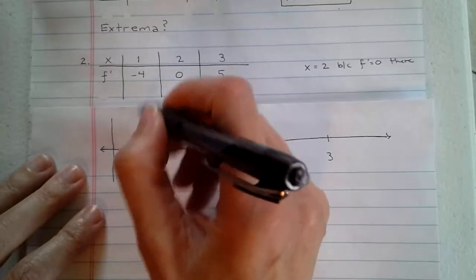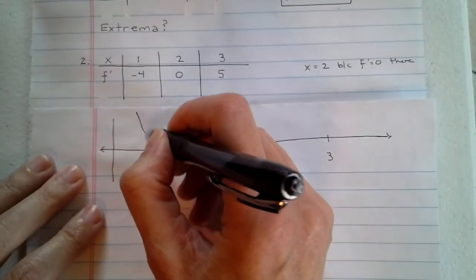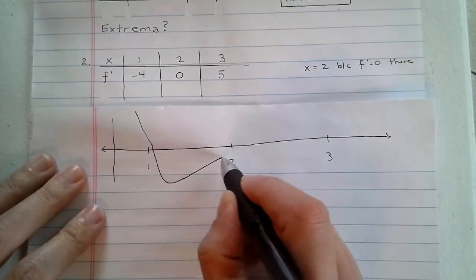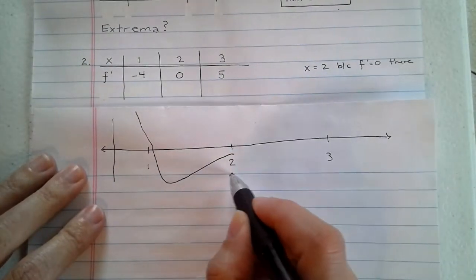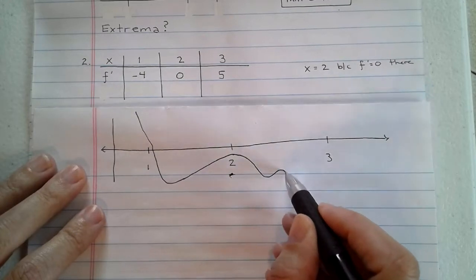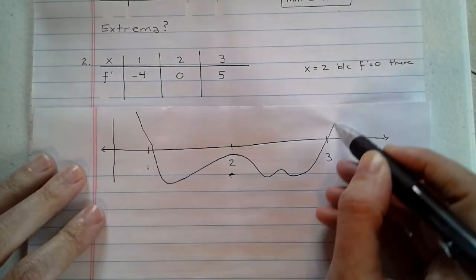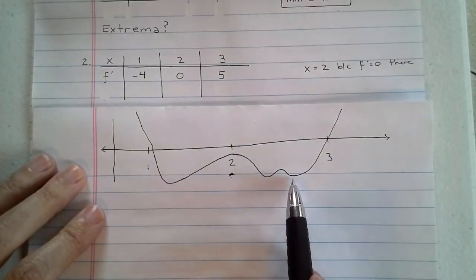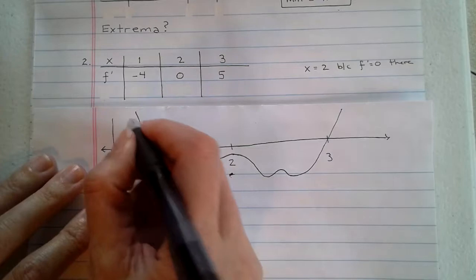Look what I can do. I can draw a negative slope, right? F prime's negative, and then I can go to a positive slope over here at 2. And then, oops, missed my point. And then I can go negative, positive, negative, and then I'm supposed to end up with positive slope here. Look, I drew this with 1, 2, 3 relative mins and 2 relative maxes in there.